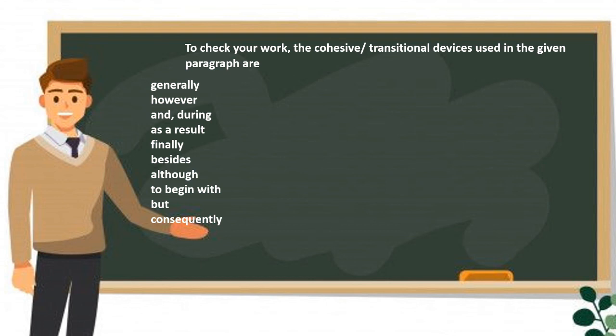Now let us check your work. The cohesive or transitional devices used in the given paragraph are: generally, however, during, as a result, finally, besides, although, to begin with, but, consequently. Learners, did you get the cohesive or transitional devices used in the given paragraph?